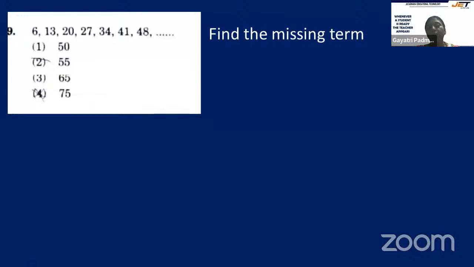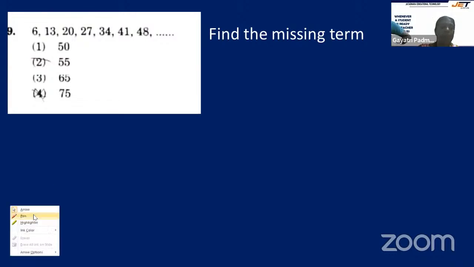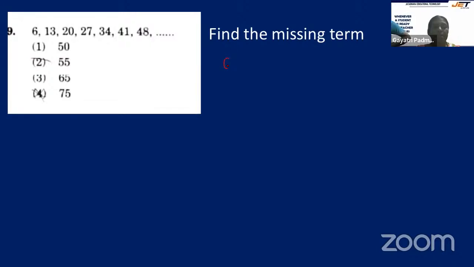We have 6, 13, 20, 27, 34, 41, 48. And what should be the next number? So this deserves 30 seconds of your time. All right. So quickly, let's work it out and get the answer. You can find the difference between the terms. Your 30 seconds has already started. Let's see. Your first number is 6. Second number is 13. So what's the difference? 7. Isn't it?